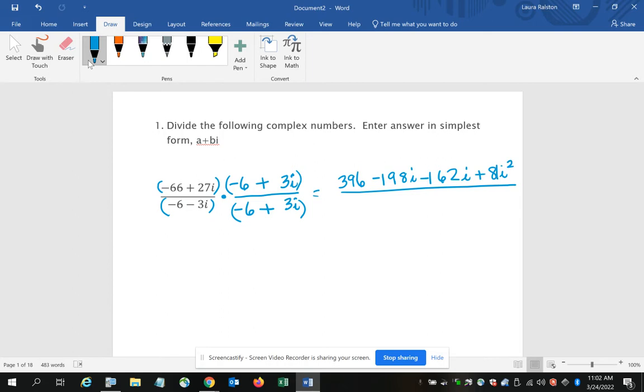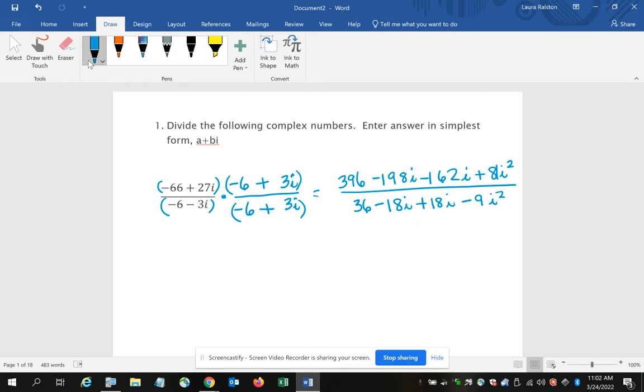And then we multiply the denominator together. So negative 6 times negative 6 is 36. Negative 6 times positive 3i is negative 18i. Negative 3i times negative 6 is positive 18i. Negative 3i times positive 3i is negative 9i squared.